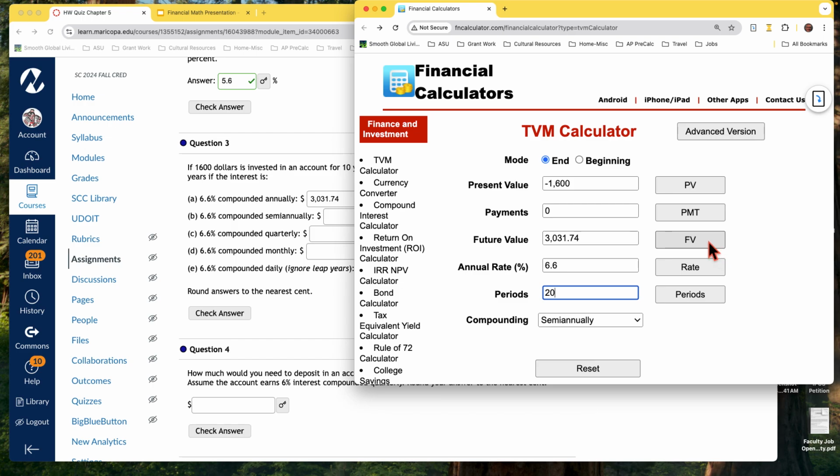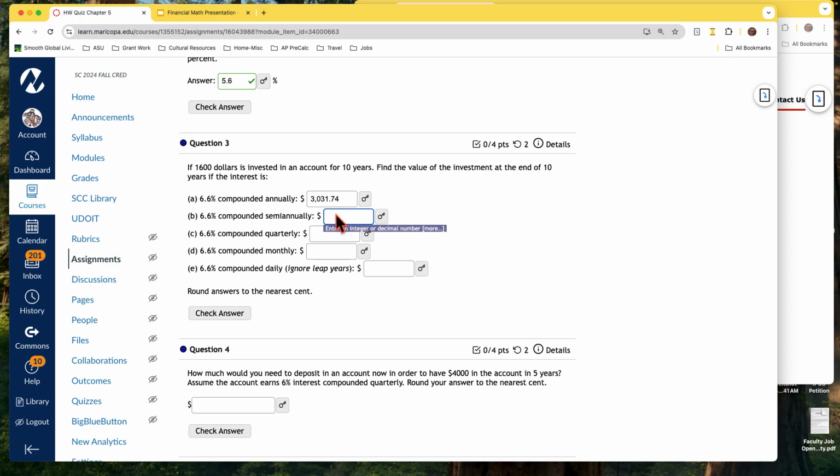So 3,031.74 is going to be 3,062.85. So just by paying that interest twice a year instead of once a year, we got an extra $30. Okay, so you paste that in there.